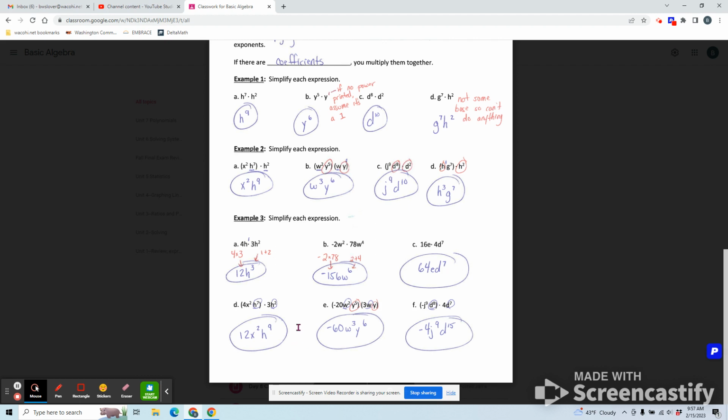So D, E, and F are all very similar. If there's coefficients, you're multiplying them. And then if your bases are the same, or if you have the same letter, you can add your powers. Okay? Because all of this is multiplication.